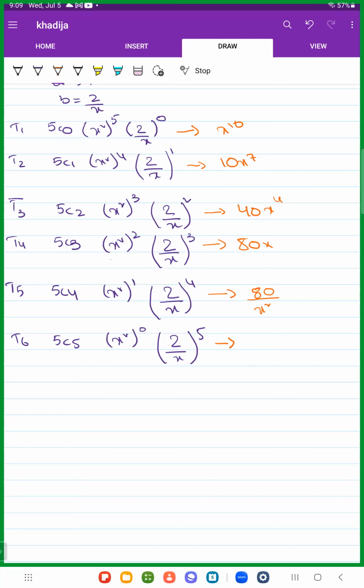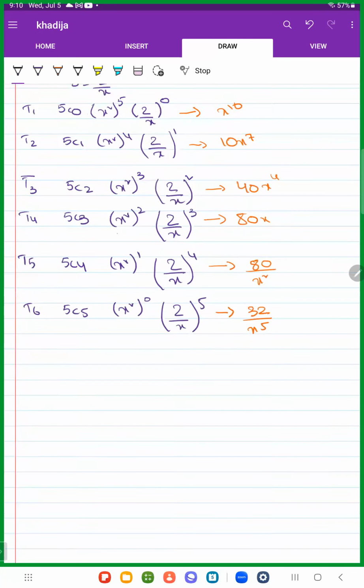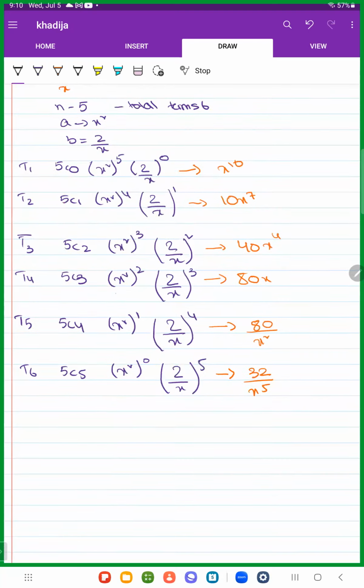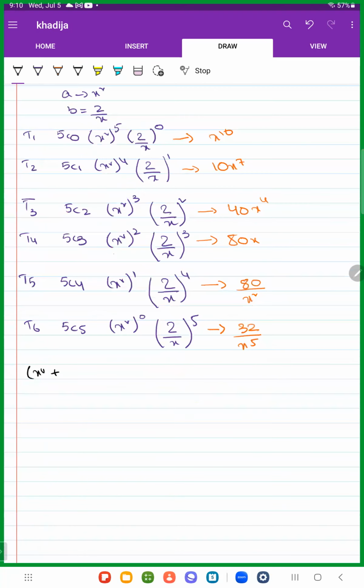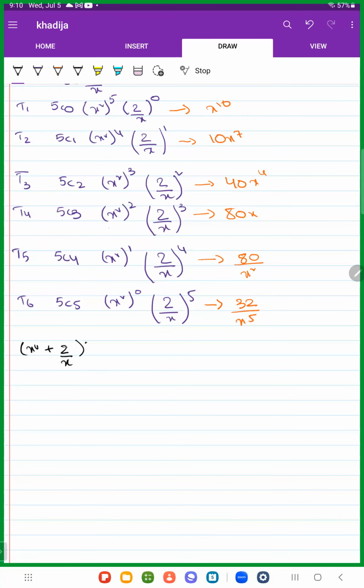32 over x to the power of 5. Yes, perfect. So now in the end, how do you write the answer? You make an expression out of it. So you do x squared plus 2 upon x, to the power 5 is equal to x to the power 10 plus 10x to the power 7 plus 40x to the power 4 plus 80x plus 80 upon x squared plus 32 upon x to the power 5. Understand? Yeah, makes sense.